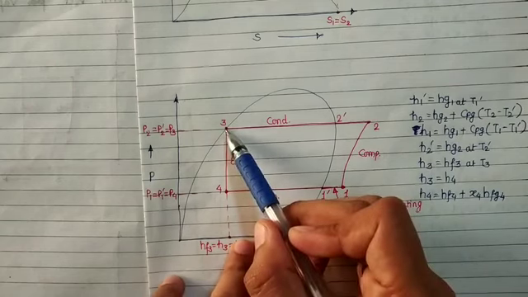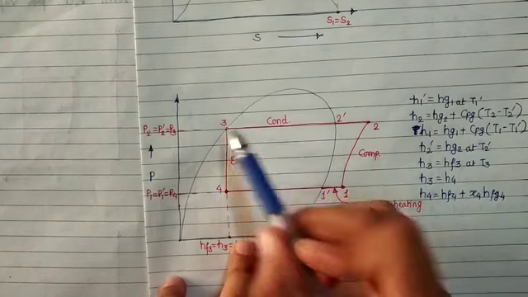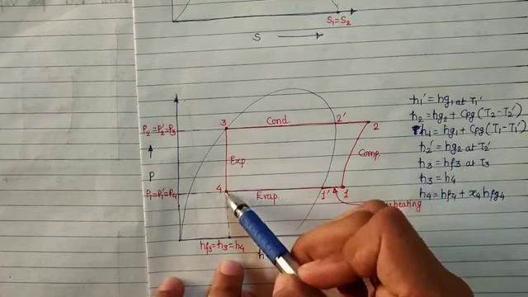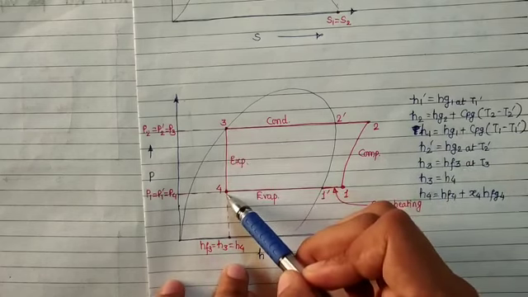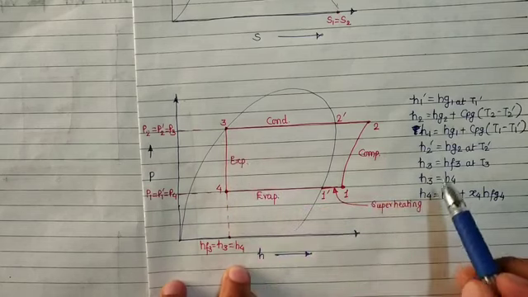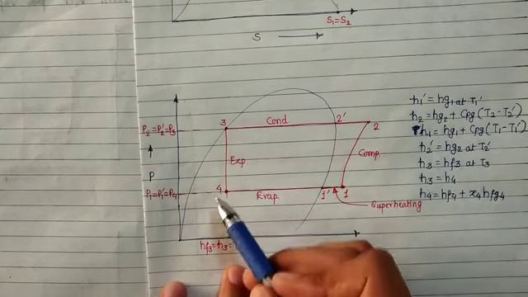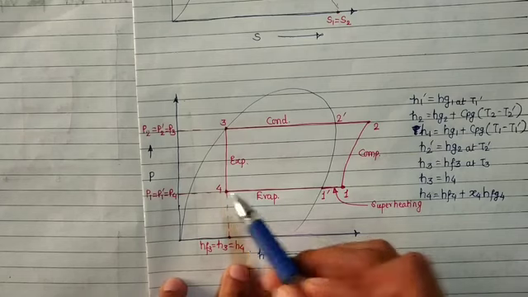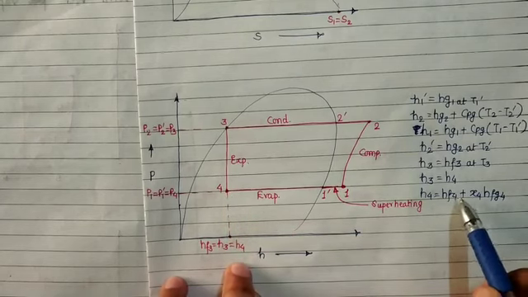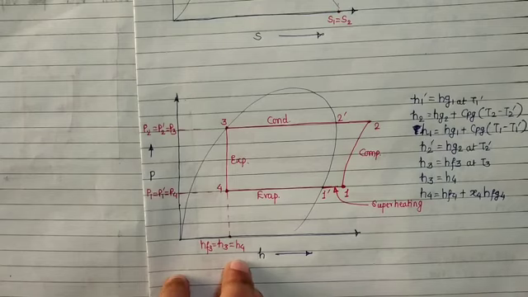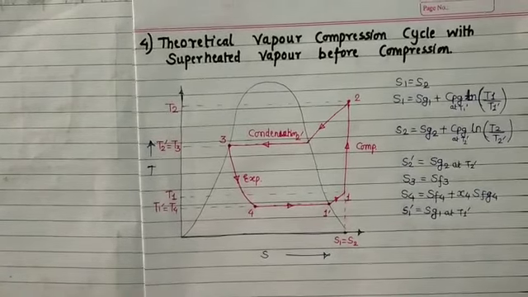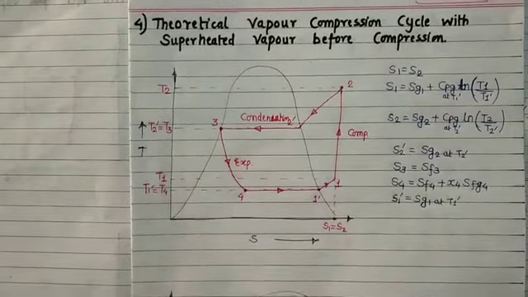Now H3 is on the saturated liquid line, so H3 will be equal to HF3. 3 to 4 is an expansion process, which is a constant enthalpy process, so H3 will be equal to H4. Again, if we want to calculate H4 or any missing value, we can use the same formula. H4 is equal to HF4 plus X4 into HFG4. So this is about the theoretical vapor compression cycle with superheated vapor before compression.